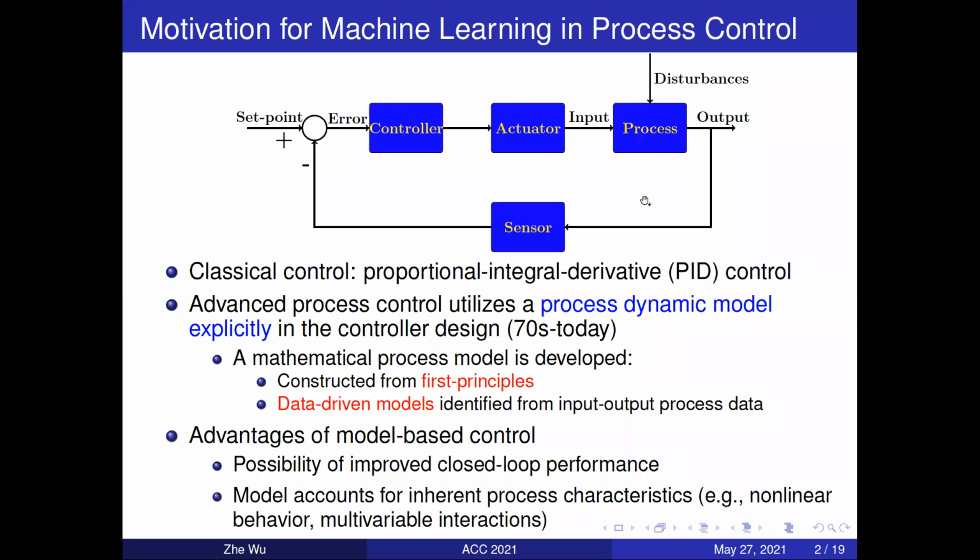Here we consider a chemical process with input and output variables. To control the process output to its desired value, we can design a closed-loop system as shown in this plot. Since the 1970s, advanced process controllers that use a process dynamic model explicitly in the controller design were proposed. This mathematical process model can be developed either using first-principles knowledge or using a data-driven modeling approach with process input and output data. Compared to a PID controller, model-based control improves closed-loop performance because the model accounts for inherent process characteristics such as nonlinear behavior and multivariable interactions.